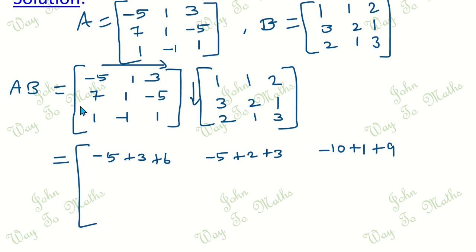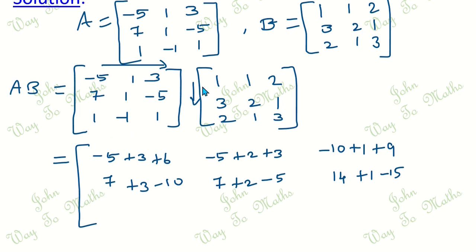Now the second row multiplied by the first column. So 7 into 1 becomes 7, 1 into 3 becomes 3, -5 into 2 becomes -10. Then the second row multiplied by the second column. So 7 ones are 7, then 1 into 2 becomes 2, then -5 into 1 becomes -5. Then the second row multiplied by the last column. So 7 twos are 14, then 1 one is plus 1, then -5 into 3 becomes -15.